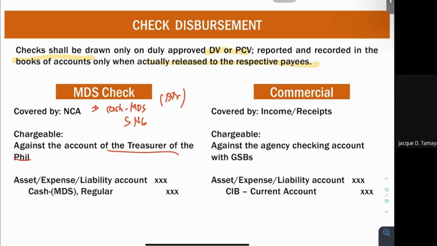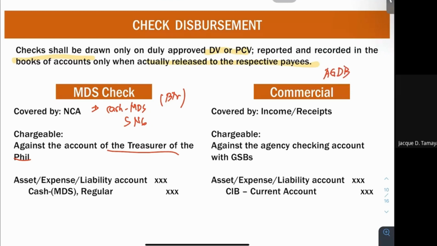Now, we go to another disbursement by check. We call this one your commercial check. Your commercial check is covered by your income or receipts. What are these income or receipts? These are the income or receipts of the agency itself, which is now authorized for deposit, meaning these are your income or receipts already deposited in a particular commercial bank. When we say commercial bank, normally what we make use of here are your AGDBs, your authorized government depository banks.